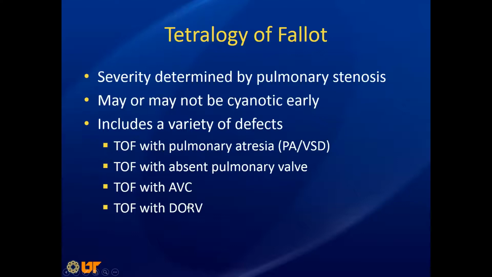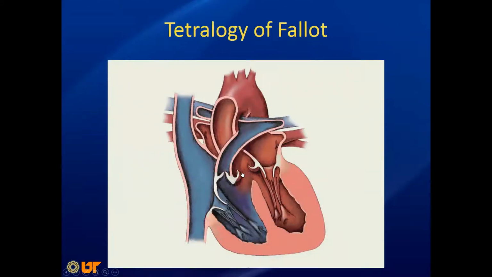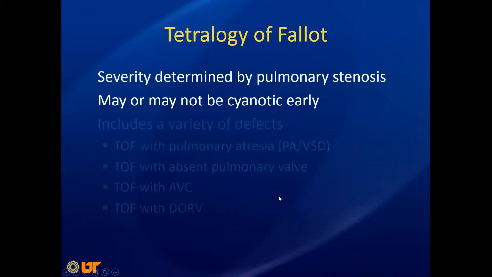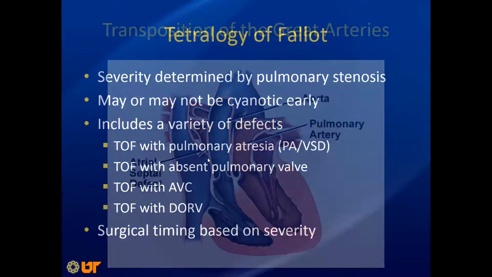And then tetralogy can be associated with double outlet right ventricle. You can imagine sometimes if this really overrides, then both of them can be committed to the right ventricle. That one is largely semantics, to be honest, and you end up treating it exactly the same as kind of a garden variety tetralogy of Fallot. And then surgical timing and type and different interventions are based on the severity of pulmonary stenosis.